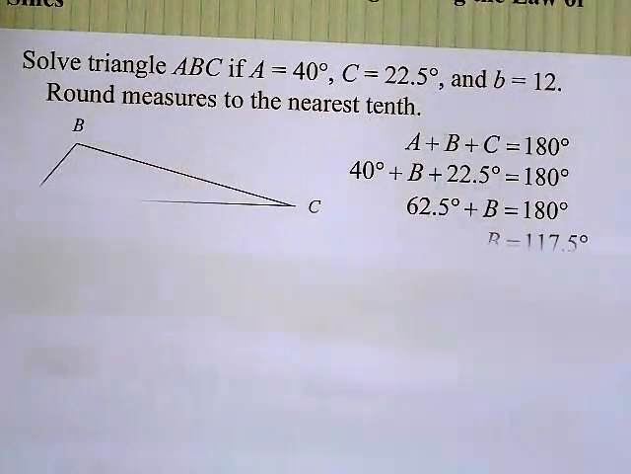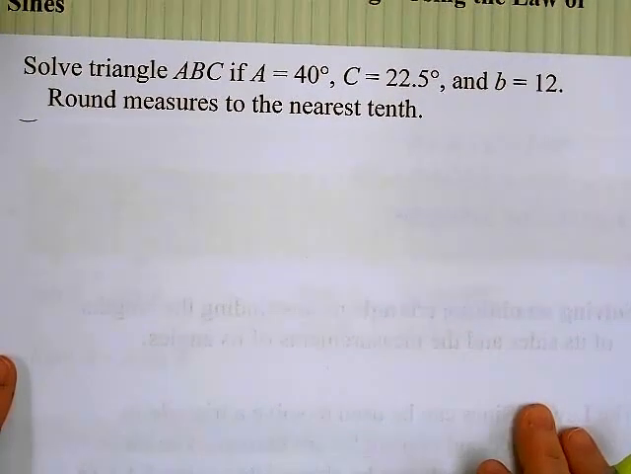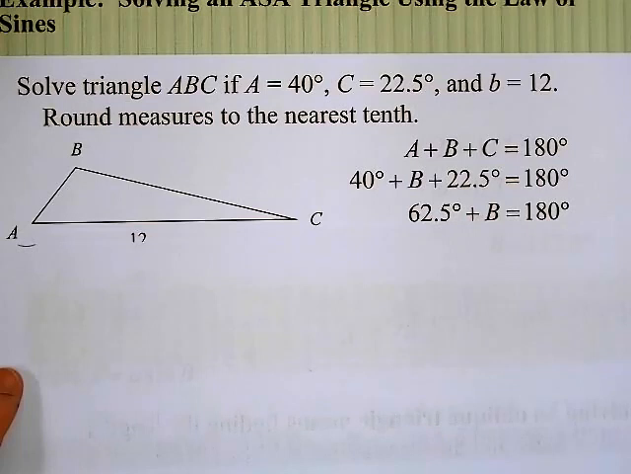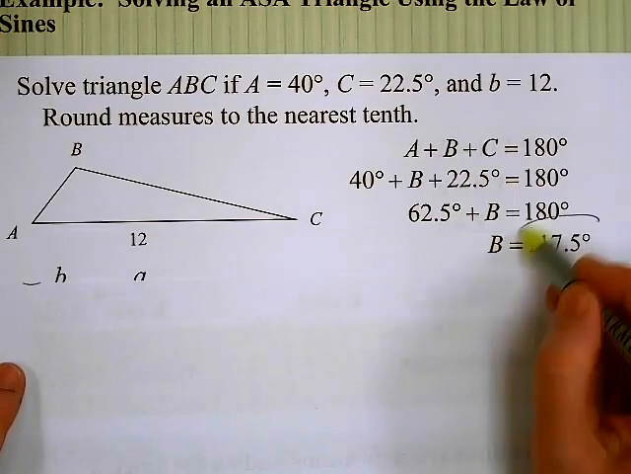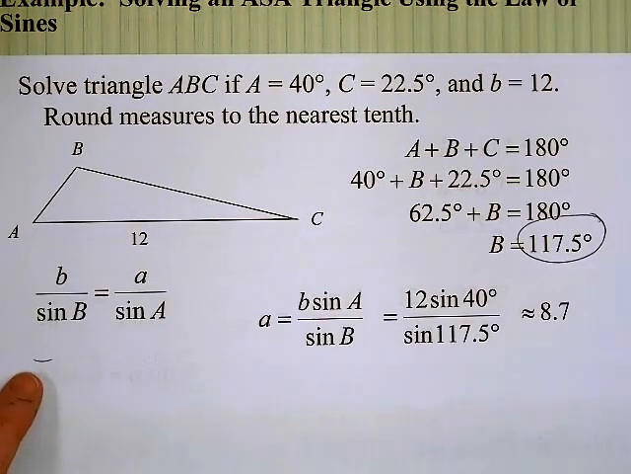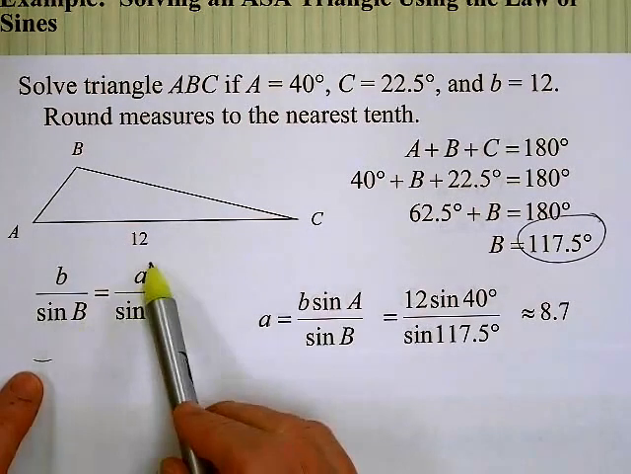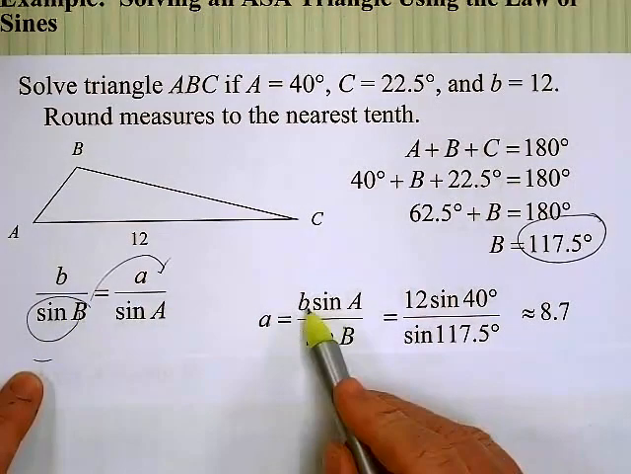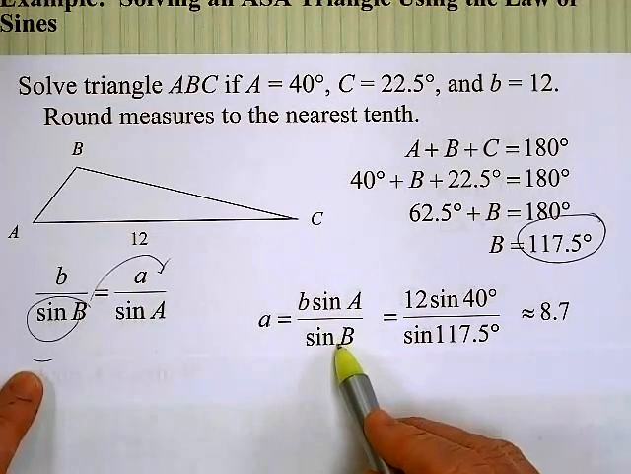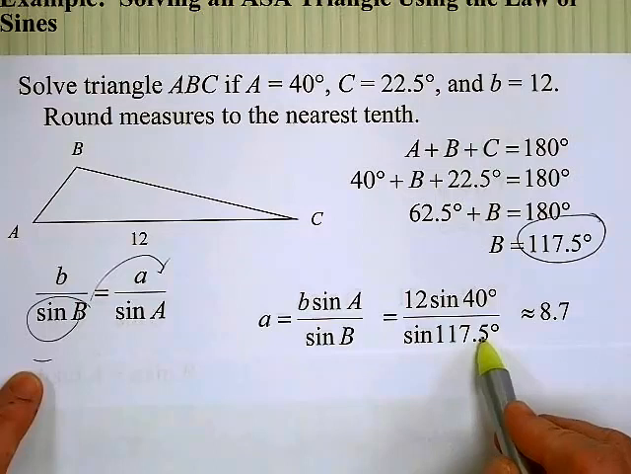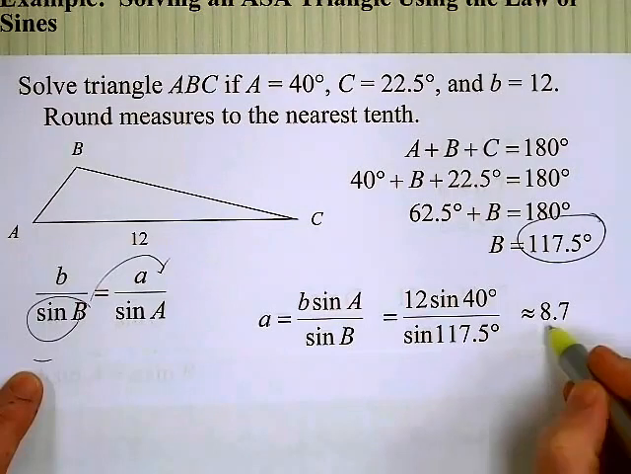Okay, next triangle. Solve triangle ABC if A is 40, C is 22.5, and b is 12. Round to the nearest tenth. First, we find our missing angle. It is 117.5 degrees. And then we set up our ratios. b over sine B is equal to a over sine A. If we cross multiply, a will equal b times the sine of A over the sine of B, which is 12 times the sine of 40 over the sine of 117.5, which is 8.7.